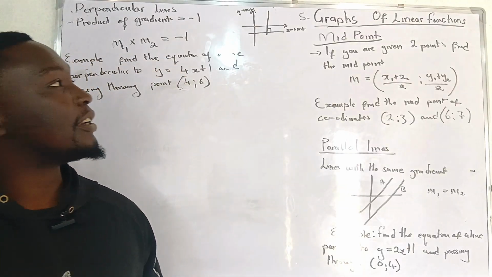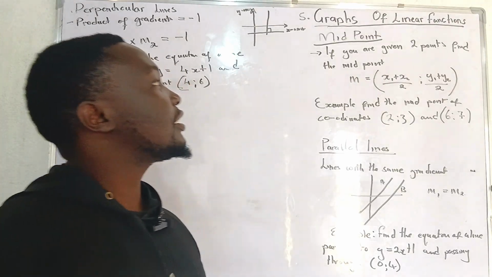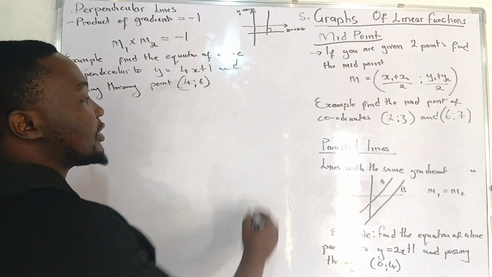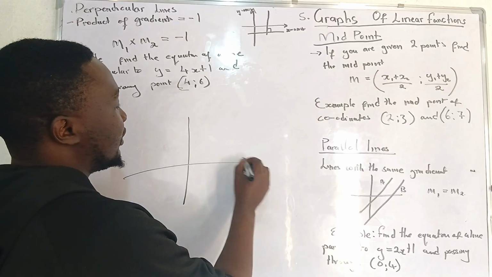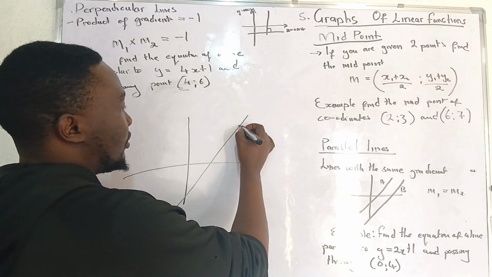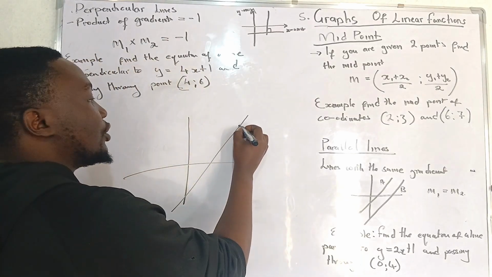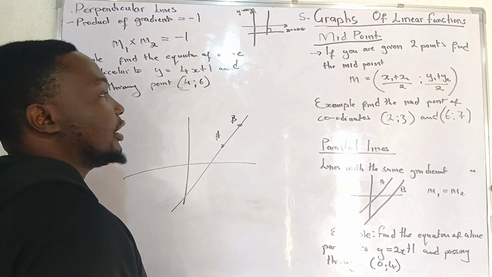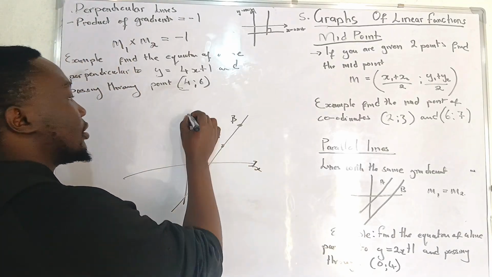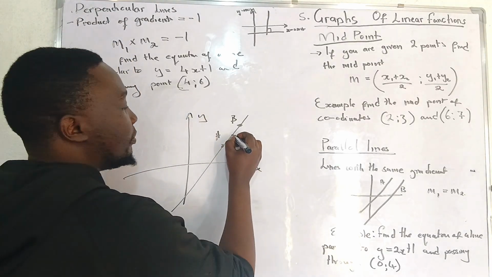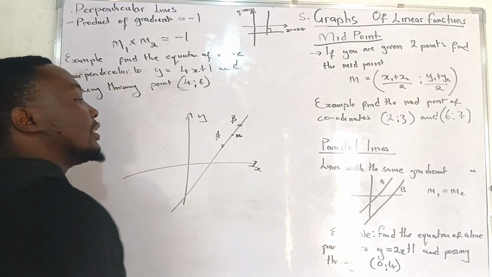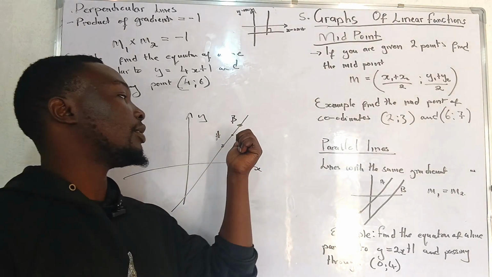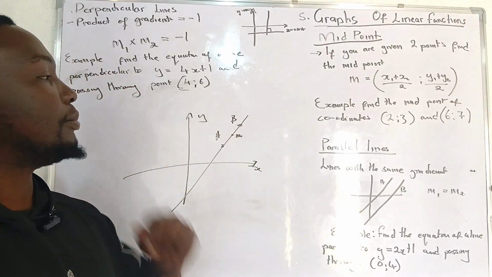Hello students, we are still on graphs of linear functions, and today firstly we are going to talk about midpoint. So let's say for example you are given a Cartesian plane and you are given an equation of a graph and you are given 2 points. This is point A, this is point B, and you are asked to find the midpoint M, the coordinates of the midpoint between A and B.